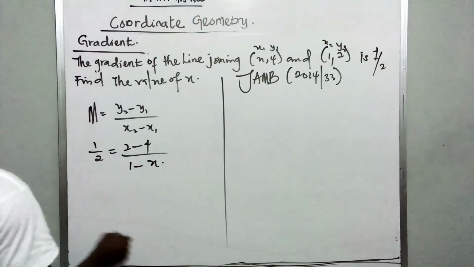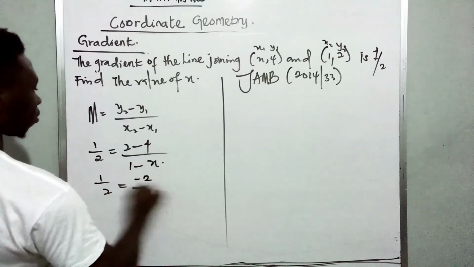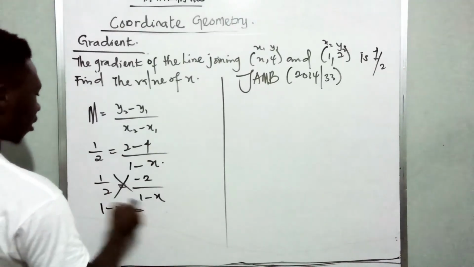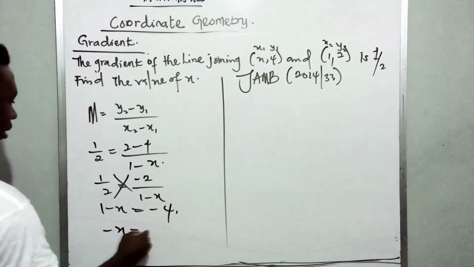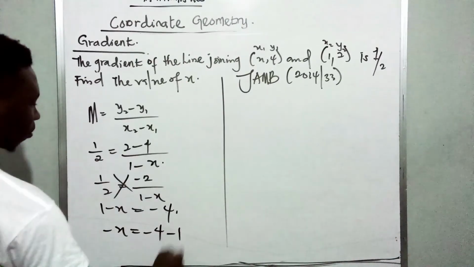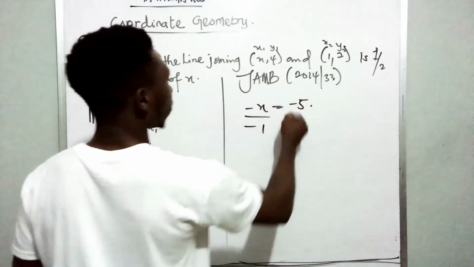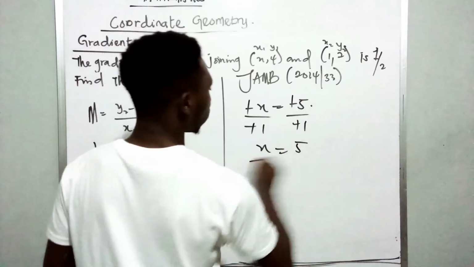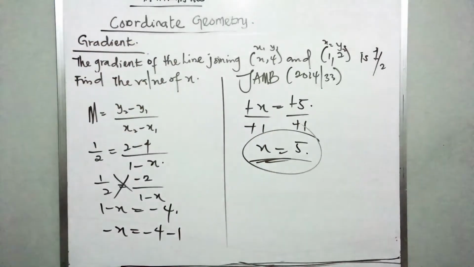At this junction, 1 over 2 is equal to 2 minus 4, that's minus 2 over 1 minus x. At this junction, cross multiply. So 1 minus x is equal to 2 times minus 2, that's minus 4. So minus x here is equal to minus 4, this comes over to minus 1. So minus x is equal to minus 5. Divide both sides by minus 1, so minus cancels minus. So x here is equal to 5. So your value of x here is 5. That's the answer to that question that came out in JAMB.